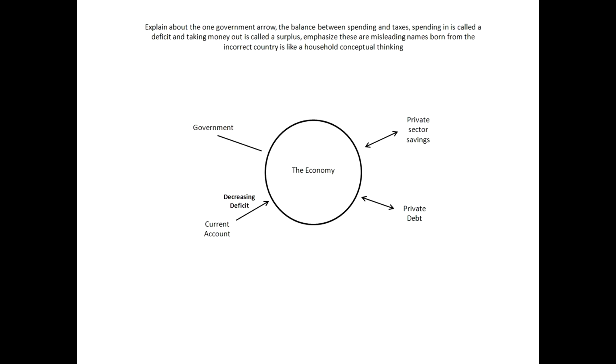The other ones are private debt. So that's the amount of money we can get from the banks that are in an economic system. And the last part is private sector savings, which is what it obviously sounds like, the amount of savings that we have stocked up in our savings account. So with the current account, when we have what's known as a decreasing current account deficit, that puts money into our economy, and when we have an increasing deficit, it takes money out of our economy.